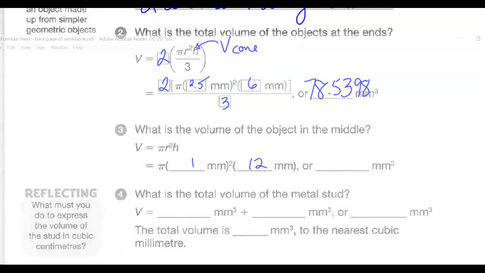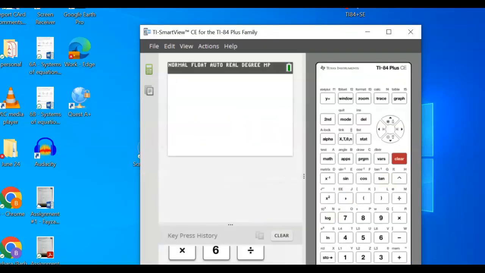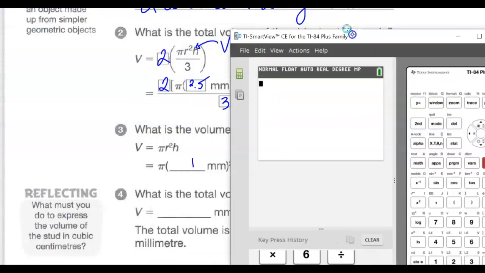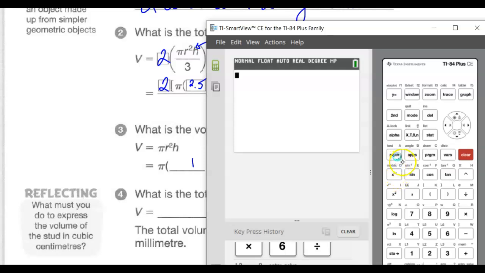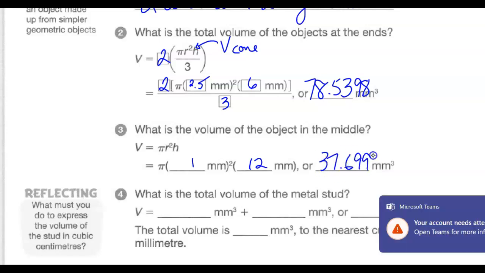If you wanted to, oops, that's not what I wanted. But you can put it in the same order. You can put it in the same order that's listed there if you would like. So, second. So pi times 1 squared is 1. You can put the squared if you want, times 12. It's 37.6991.